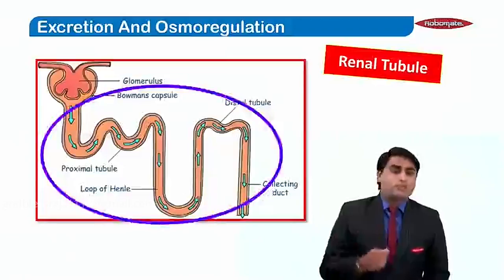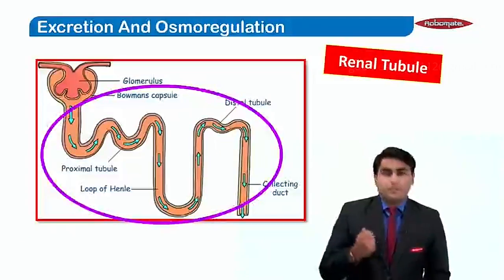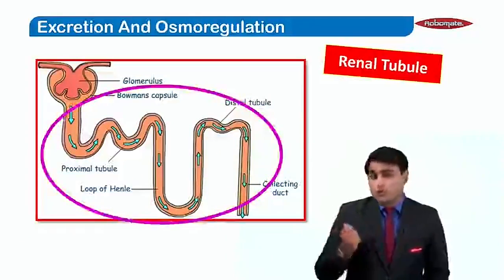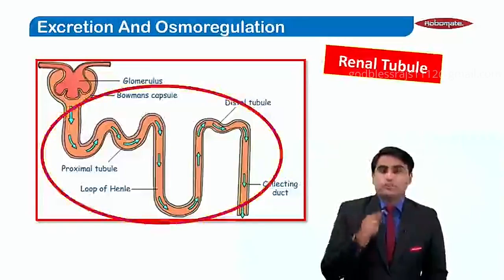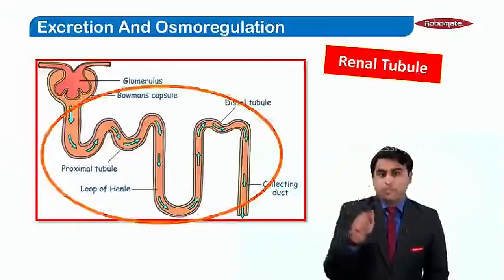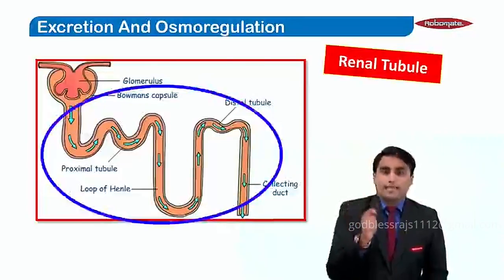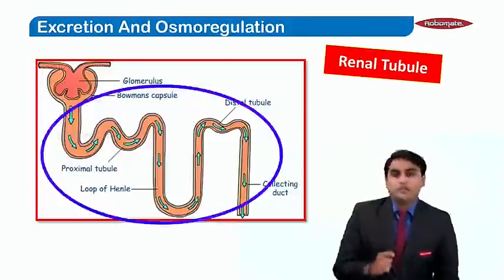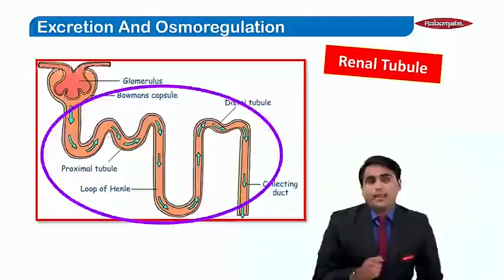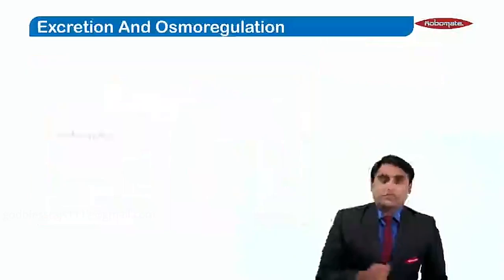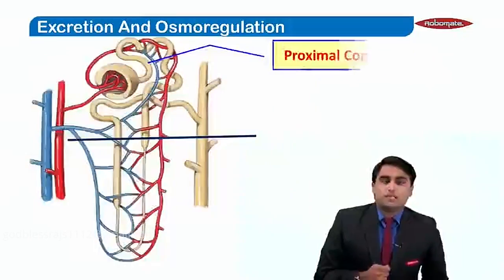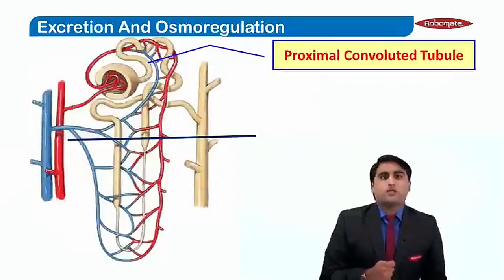In the previous module we discussed that the renal tubule is formed by three parts. The proximal tubule, which is also called PCT or proximal convoluted tubule, continues into a U-shaped tubule called the loop of Henle, and the loop of Henle then continues as the distal tubule, which is also called the distal convoluted tubule. Now let's see each part individually. First the PCT, that is the proximal convoluted tubule.